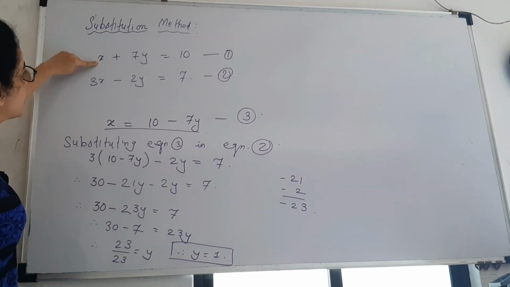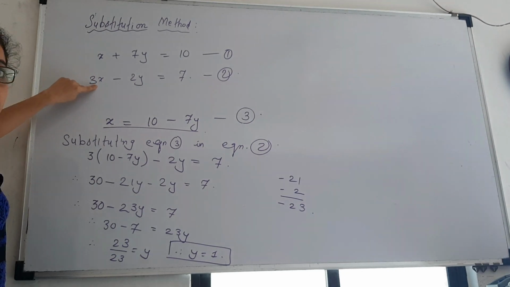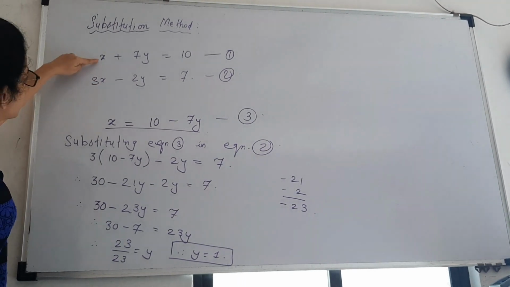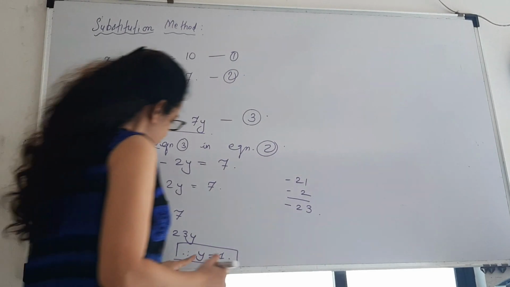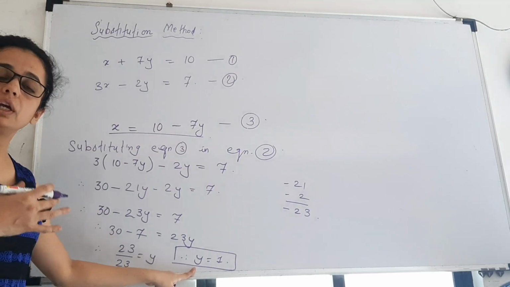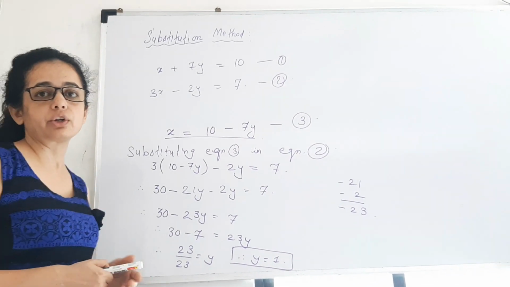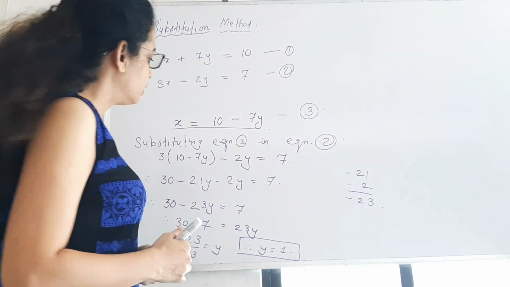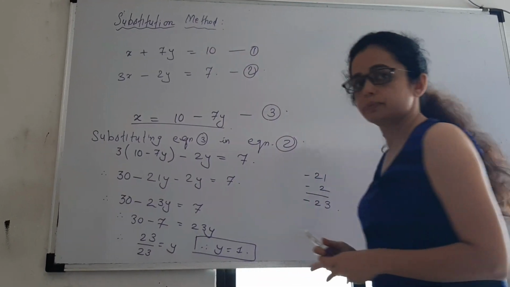So why is this called the substitution method? Because we have substituted the value of the variable x into another equation. So this is why it is called the substitution method. After you get the value of variable y, it is the same as solving the equation with the elimination method, right? So I am not going to show you that, you already saw it in the earlier method. So this way you can solve with the substitution method.